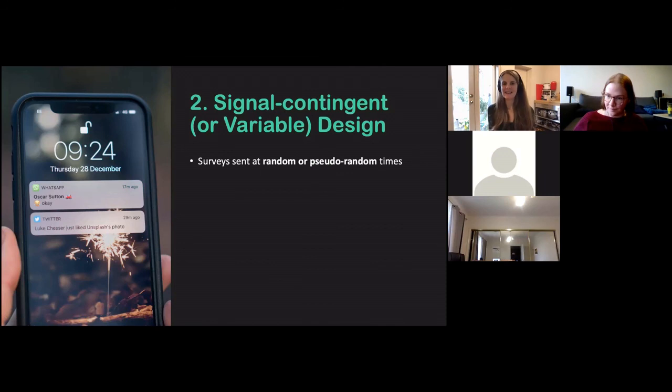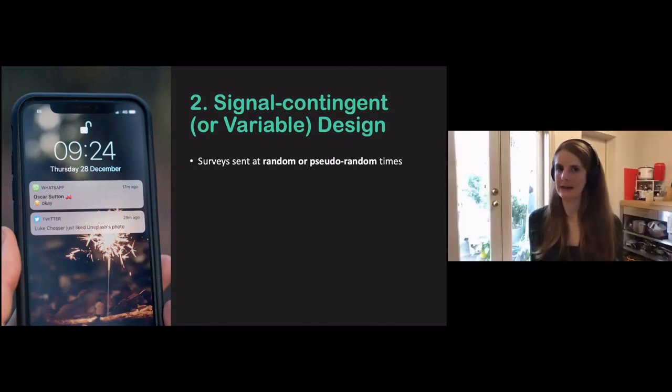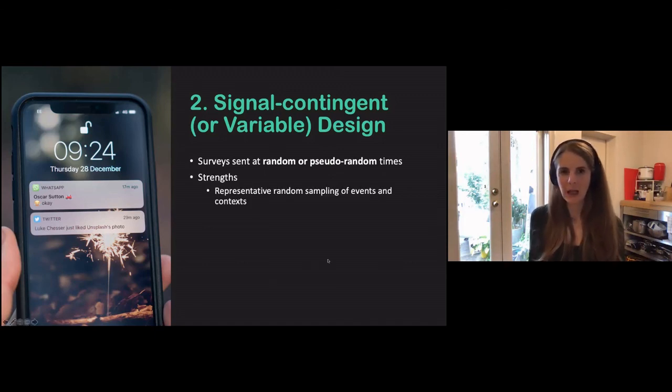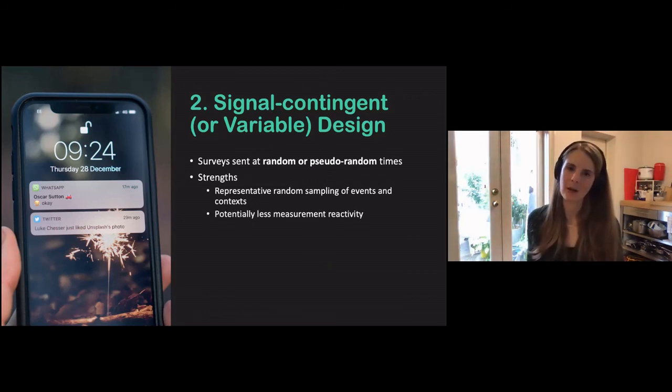So the second is a signal contingent or a variable design. In this type of sampling, the surveys are sent at a random or pseudo-random time. So people can't know when they're coming. The strength of this is that you get a more representative random sampling of events and context. So today my ESM surveys may come at like 8 a.m., at 3 p.m. and at 9 p.m. But tomorrow they may look very different, and you can get a sense of what my life looks like across the day rather than fixing it to particular times.